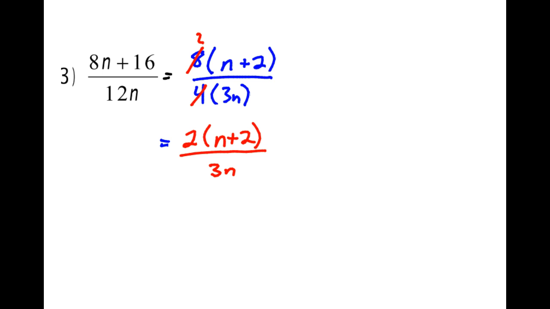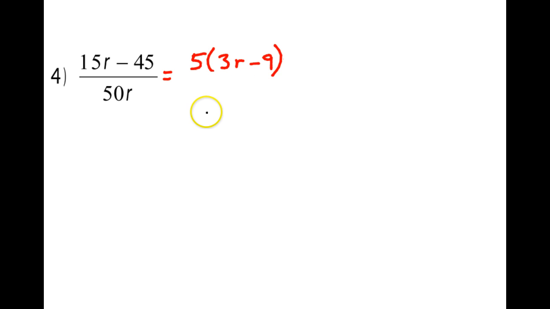Hey, try number 4 on your own. See how that goes. Okay, so the GCF on the top is 5. Is this correct? Kind of, but look what's left over. You see how you have a 3 and a 3 goes into both of these? So that's a sign that you didn't take out the biggest number.